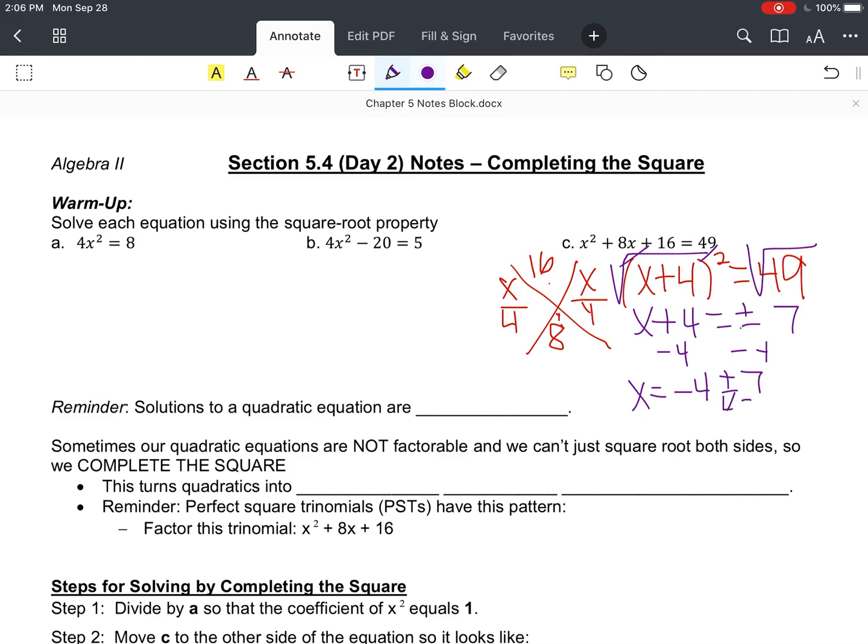And remember, we can actually do that. Negative 4 plus 7 would be positive 3. Negative 4 minus 7 would be negative 11. So those are your two answers by solving using the square roots property.